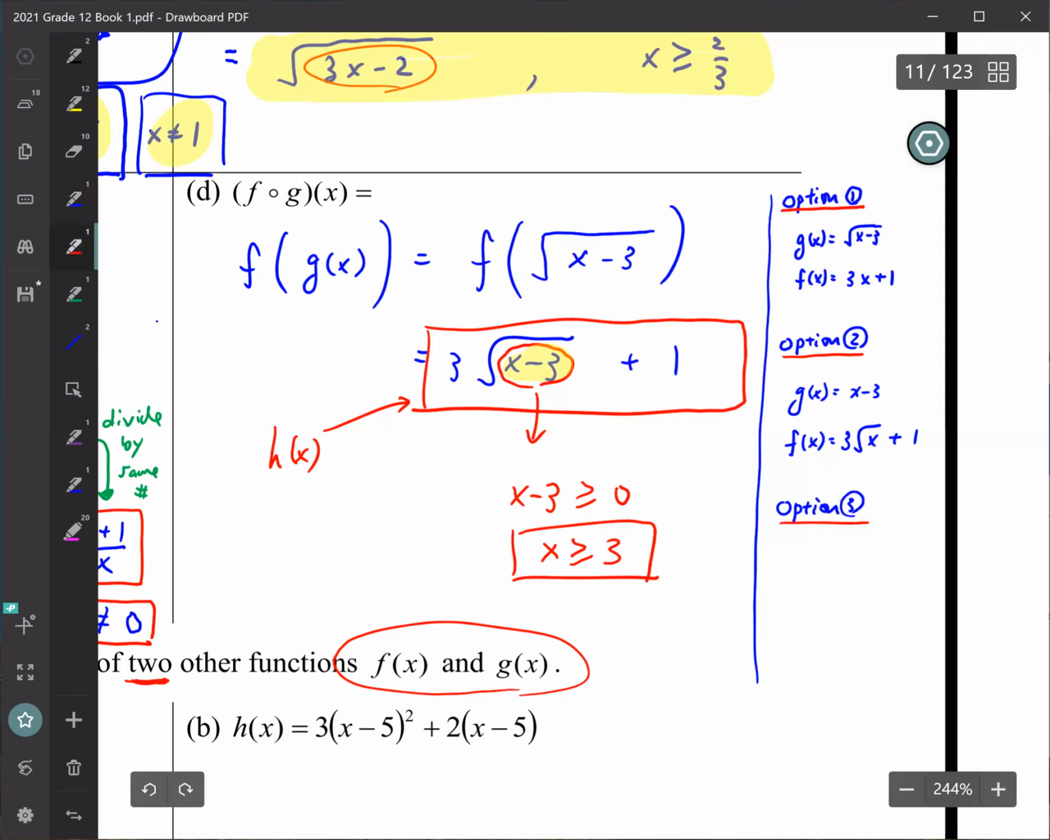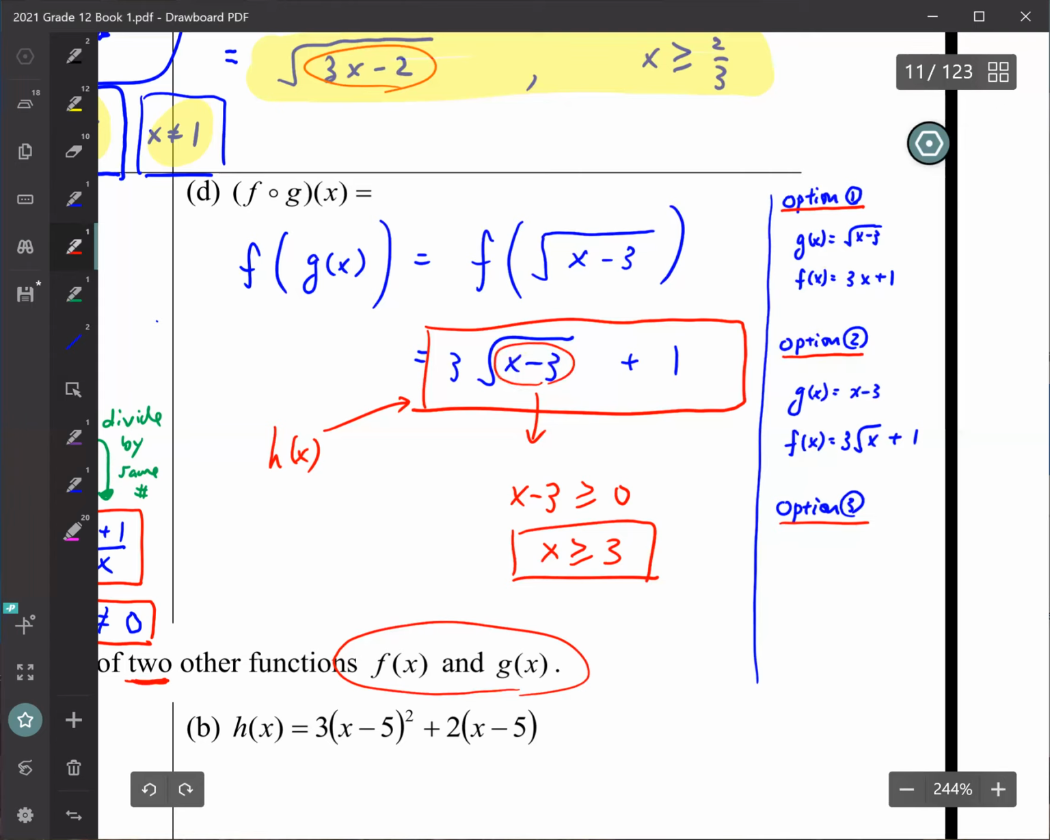Okay, is there anyone lost so far? Like, doesn't know what's going on? Let me know. Okay, so let's pick a different option now. Erase that again.